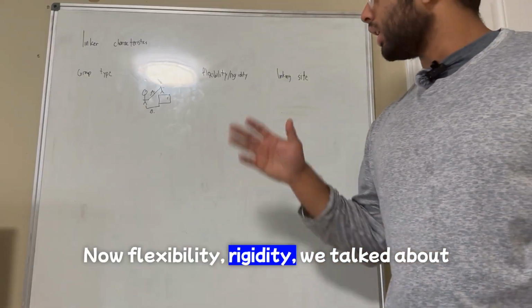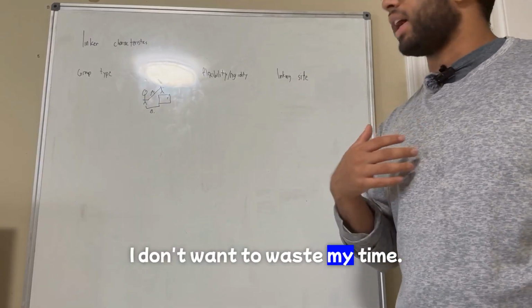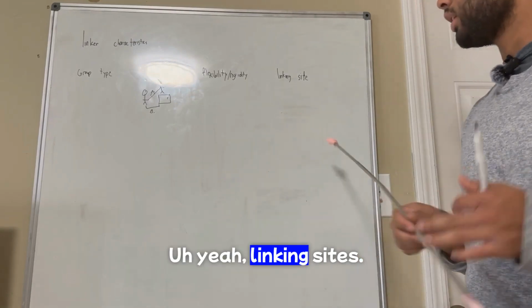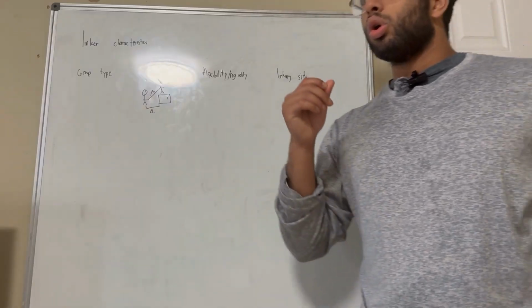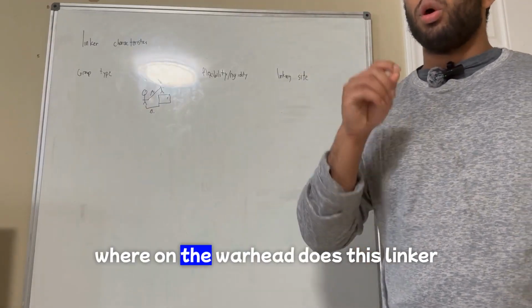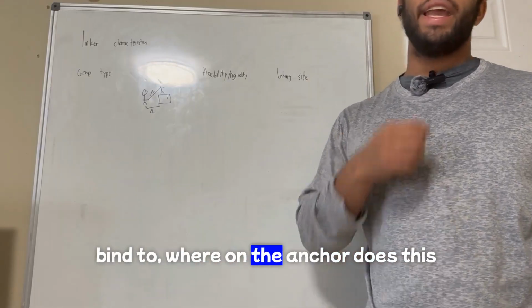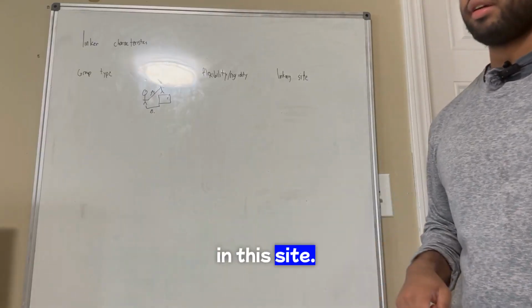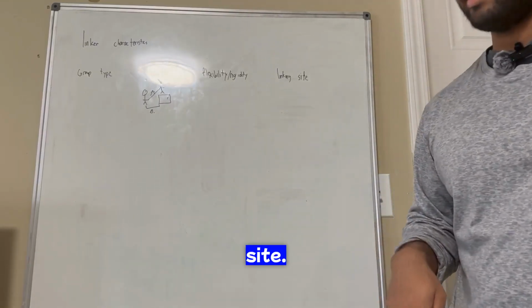Now, flexibility and rigidity. We talked about this just now. I don't want to waste your time. I don't want to waste my time. Linking sites. We're going to get a little more in depth into this, but think: where on the warhead does this linker bind? Where on the anchor does this linker bind? We'll talk about why this is important in a sec. So those are linker characteristics. Let's get more in depth on the linking site.